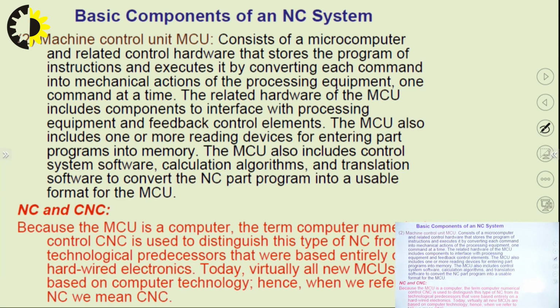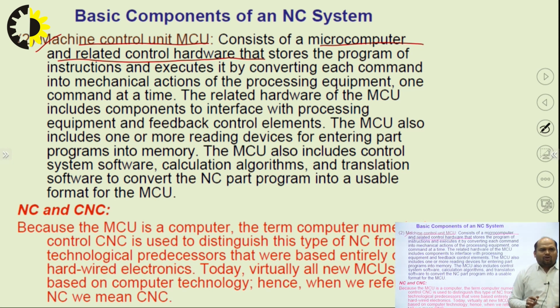After that, the second component of an NC tool is the machine control unit. The machine control unit consists of a microcomputer and related control hardware that store the programs of instruction and execute them by converting each command into mechanical action of the processing equipment. So, one command at a time.